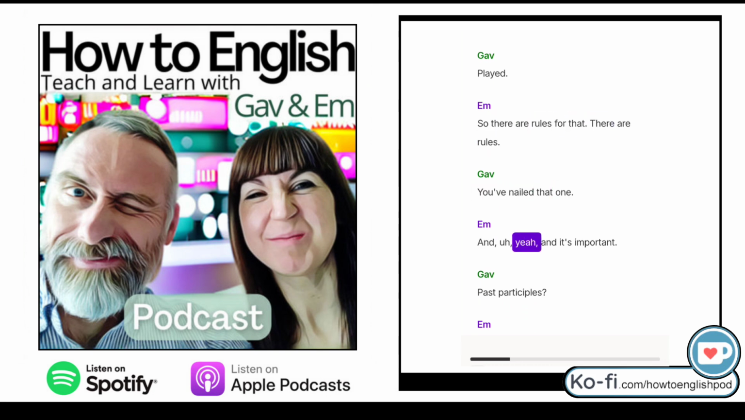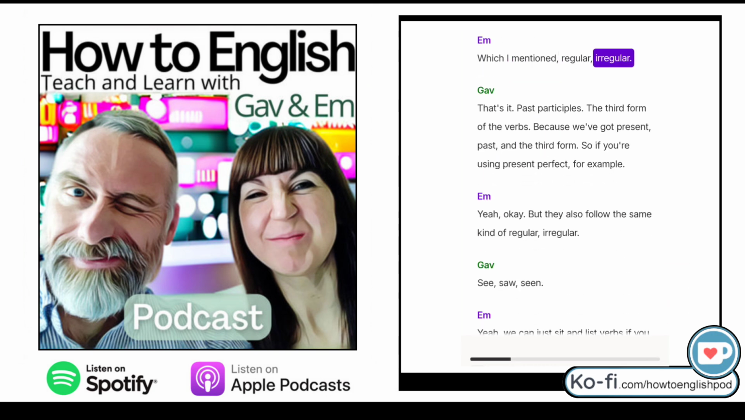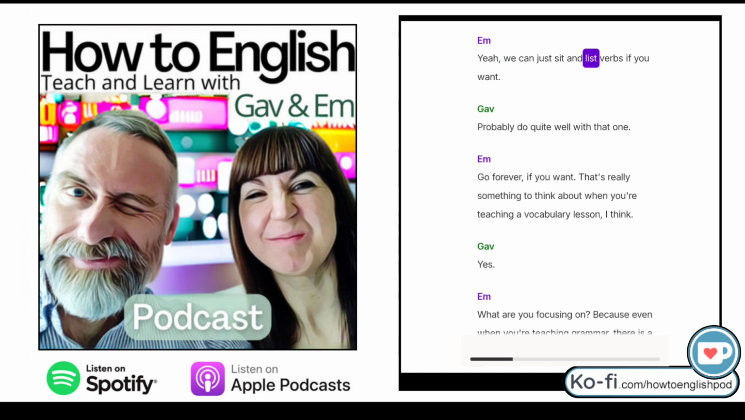And it's important. Past participles, which I mentioned. Regular, irregular. That's it. Past participles, the third form of the verbs, because we've got present, past, and then the third form. So if you're using present perfect, for example. They also follow the same kind of pattern. See, regular; saw, irregular; seen. We can just sit and list verbs if you want.